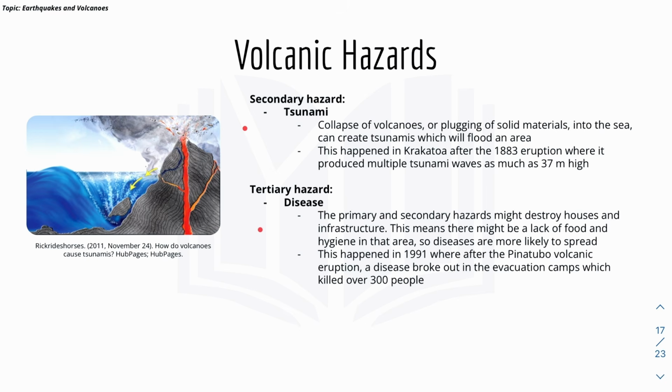And moving on, we have secondary hazards. We have tsunami, just like the earthquake hazards, where basically the collapse of volcanoes or plunging of solid materials into the sea can create tsunamis which will flood an area, which here we have an example. And then we have disease, where the primary and secondary hazards might destroy houses and infrastructure. This means that there might be a lack of food and hygiene in that area, so diseases are more likely to spread in that area.